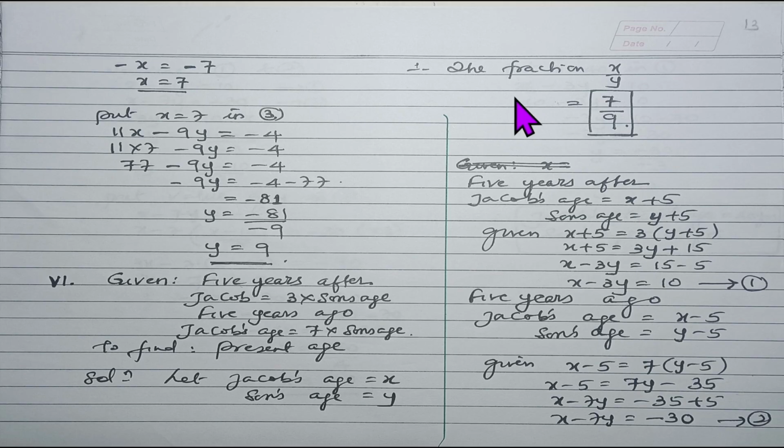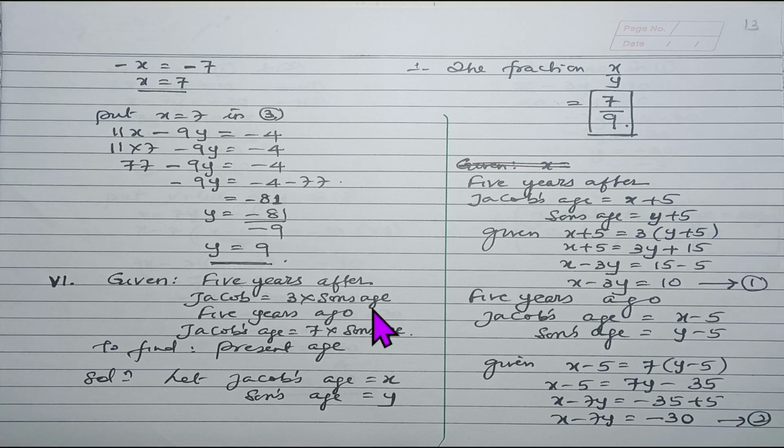That means the fraction which we have assumed as x by y, we have got x is equal to 7 and y is equal to 9, and therefore the fraction is 7 by 9. So that is the procedure we have followed, and we have successfully found the fraction, and that is 7 by 9. So please try to remember that. Now the next example is again a statement example.